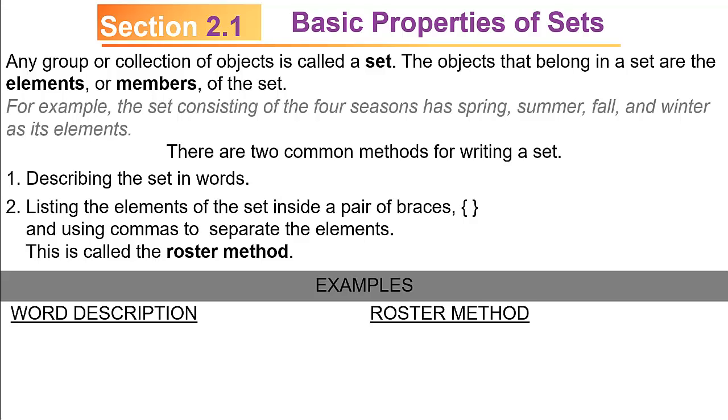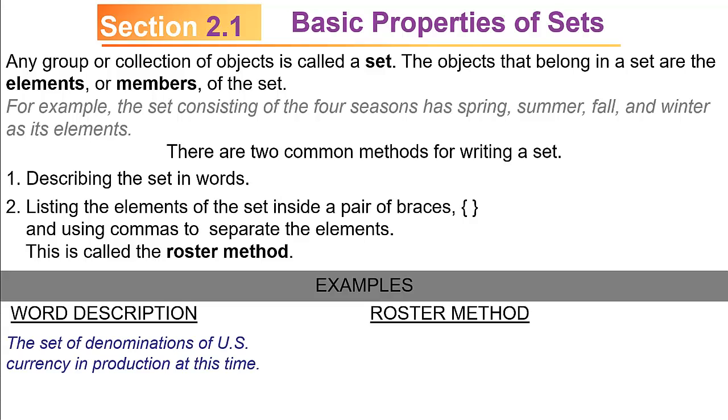For example, word description followed by the roster method for the set of denominations of U.S. currency in production at this time. I just did a word description. It describes a set. In the roster method, you would actually list every bill of U.S. currency that's currently in production. There's a $1 bill, a $5 bill, a $10 bill, a $20 bill, a $50 bill, and a $100 bill. You would write them down with commas separating them inside of a pair of brackets. And that's called the roster method.